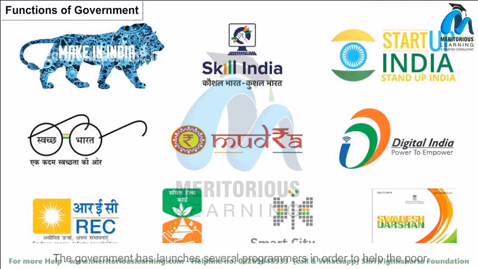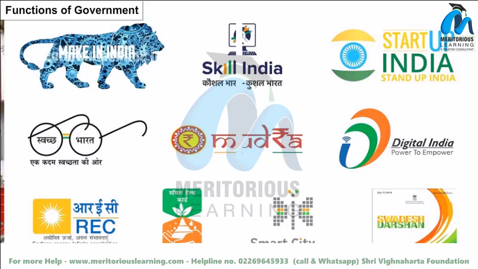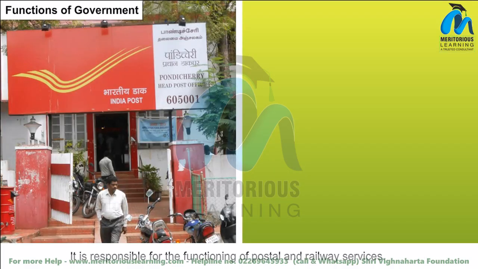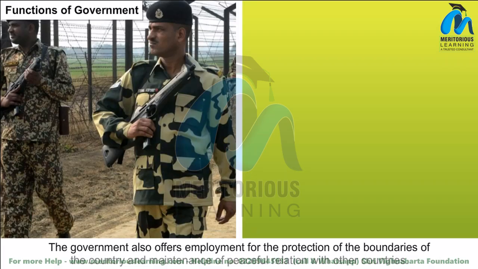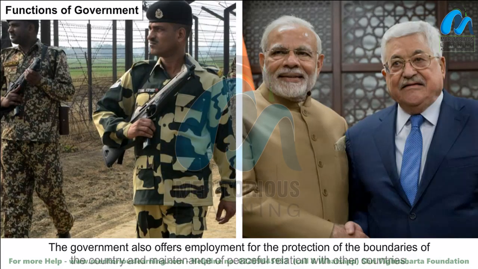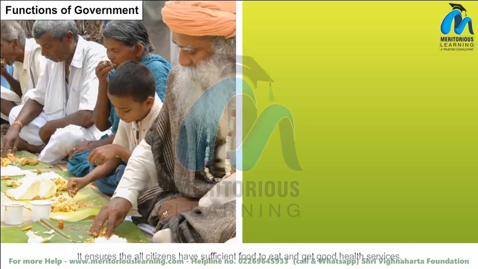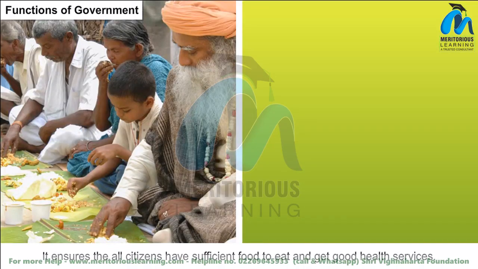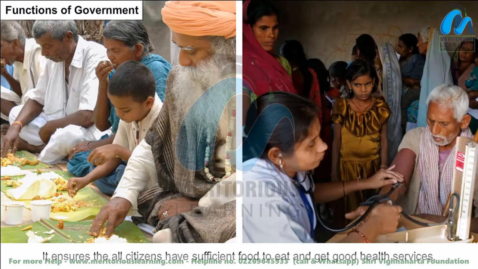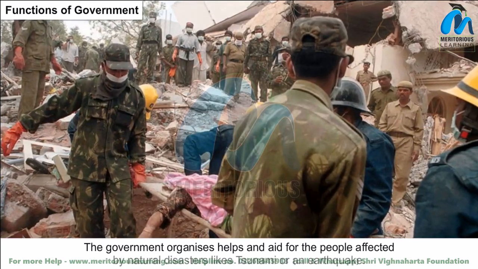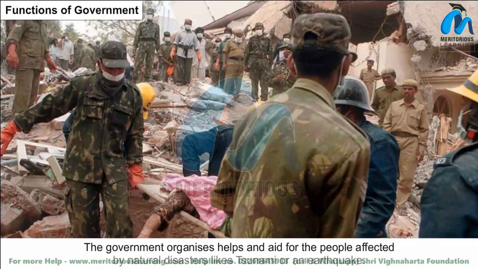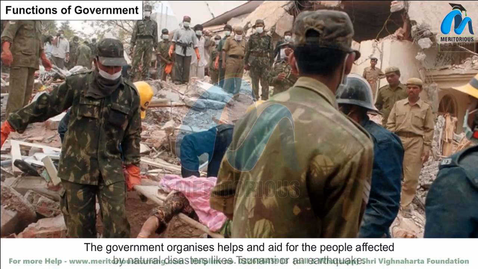For example, the government launches several programmes in order to help the poor. It is responsible for the functioning of postal and railway services. The government also offers employment for the protection of the boundaries of the country and maintenance of peaceful relations with other countries. It ensures all the citizens have sufficient food to eat and get good health services. The government organizes help and aid for the people affected by natural disasters like a tsunami or an earthquake.